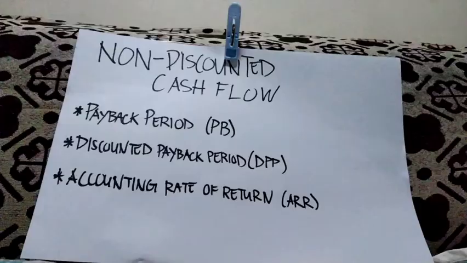Capital budgeting has some techniques and methods to use, and a while ago we saw the first method, which is the discounted cash flow. And now I'm going to report the non-discounted cash flow. Under non-discounted cash flow, there are three methods or techniques. The first one is payback period, then discounted payback period, and lastly, accounting rate of return.